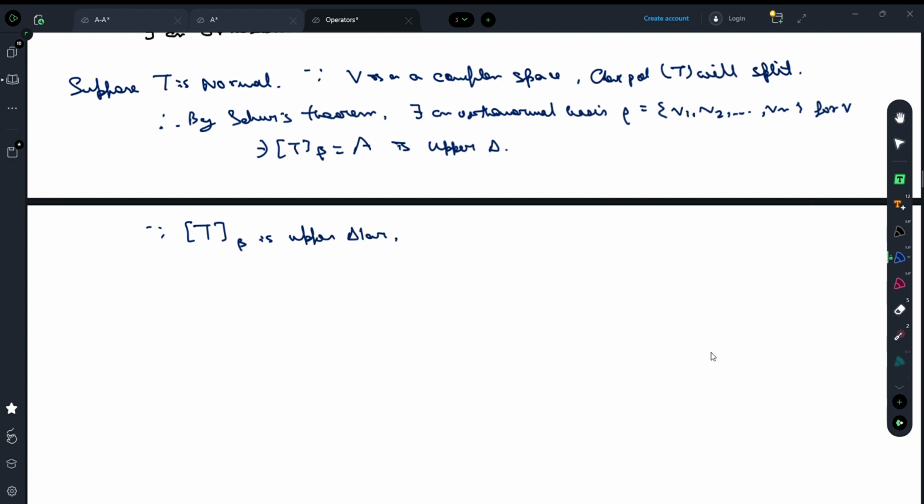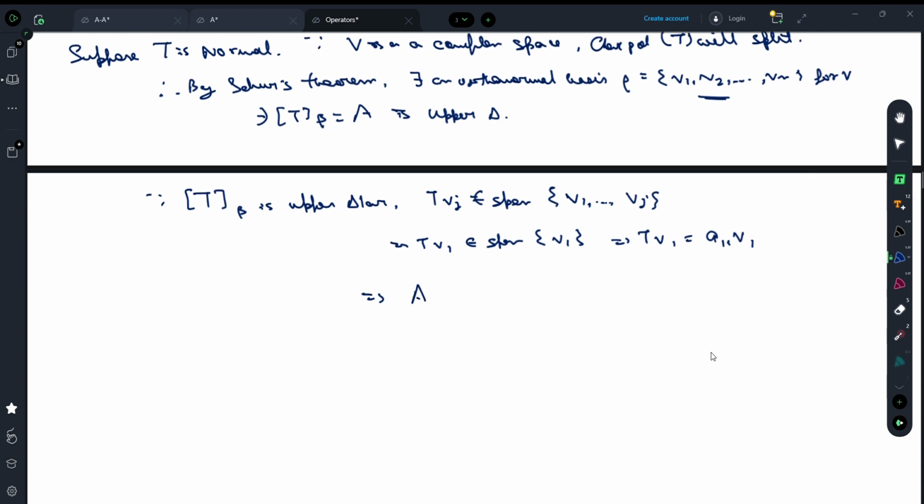Now we have already seen, while proving Schur's theorem, that since the matrix of T with respect to beta is upper triangular, T of vj must be in the span of the vectors v1 to vj. But that means that T v1 must be in the span of v1, which implies that T v1 is some scalar multiple of v1. What I actually mean to say is that v1 is an eigenvector of T. Clear?